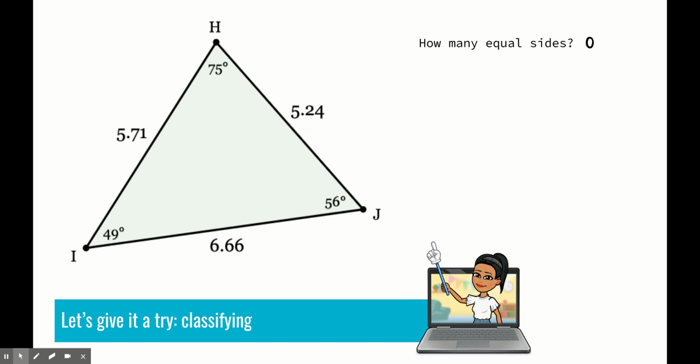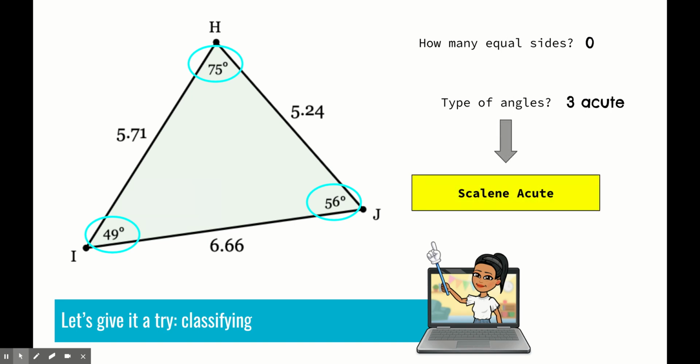And now we want to ask ourselves, what type of angles are in this triangle? Well, I see that they are all less than 90, so they are all acute. There are 3 acute angles in this triangle. You can pause the video, but I'd like you to think of what triangle has no equal sides and all of the angles are acute. If you paused the video to think, that was great. And if you want a refresher, this is a scalene acute.